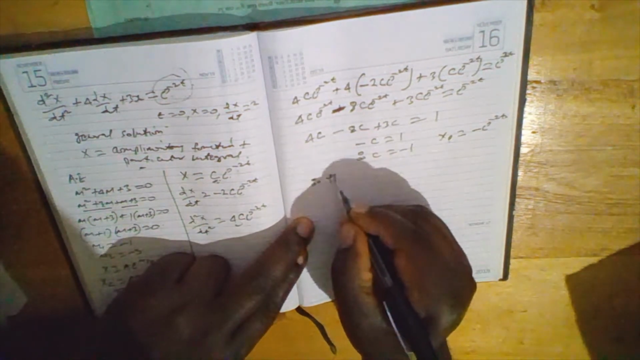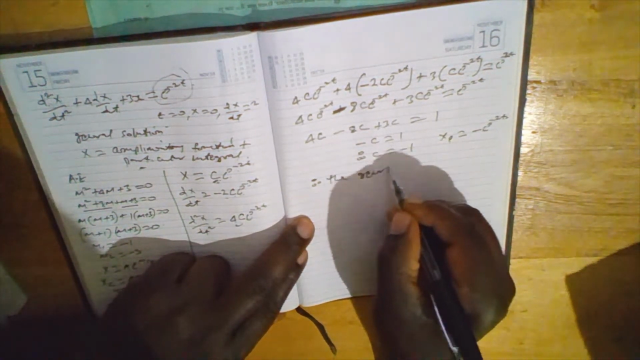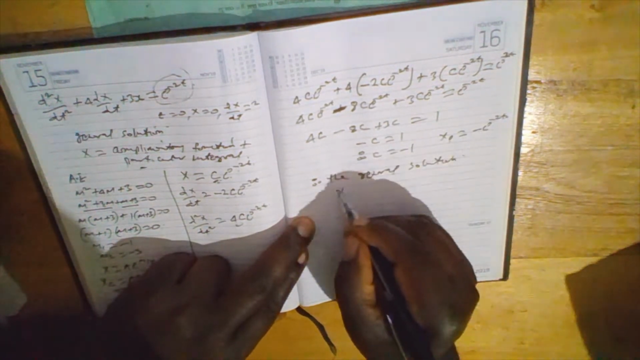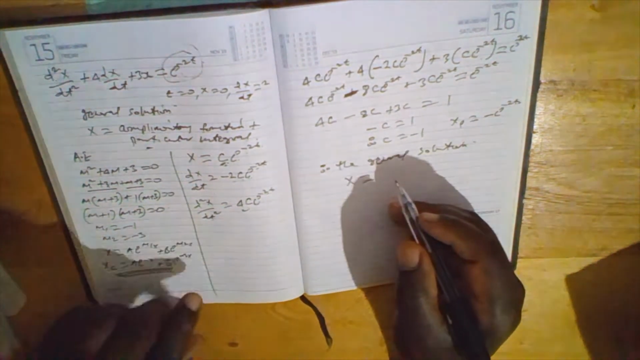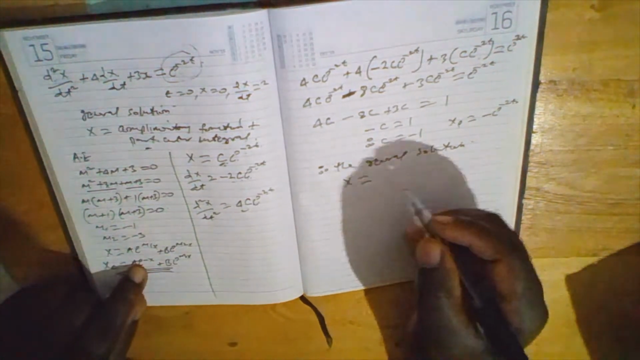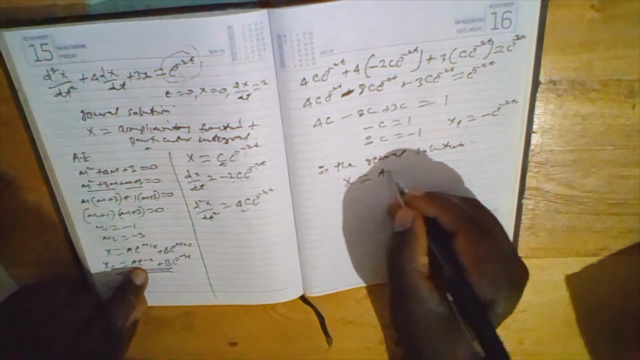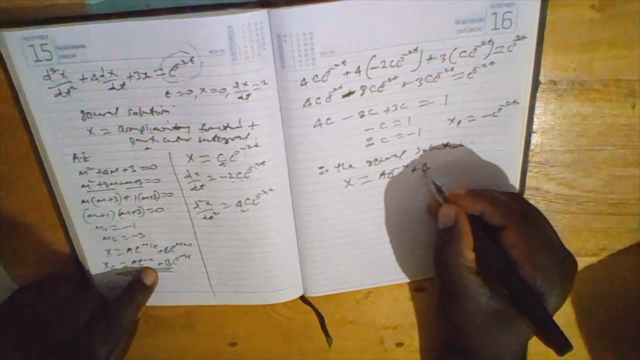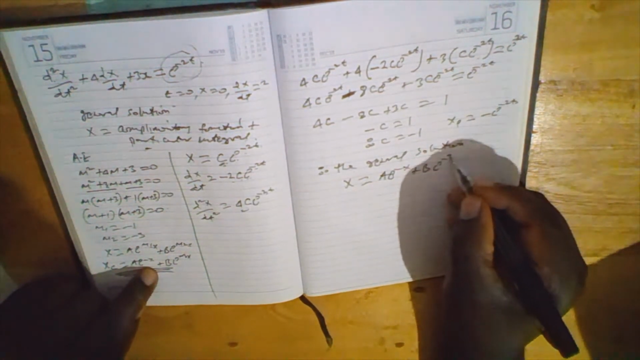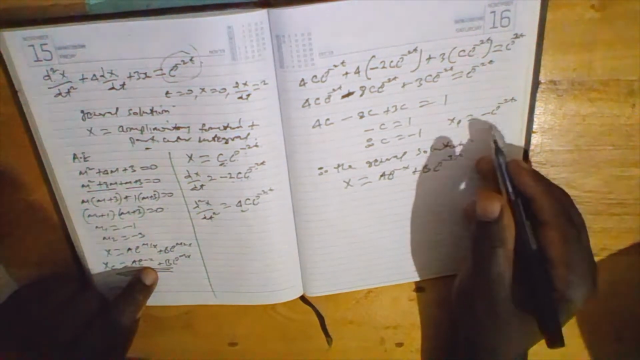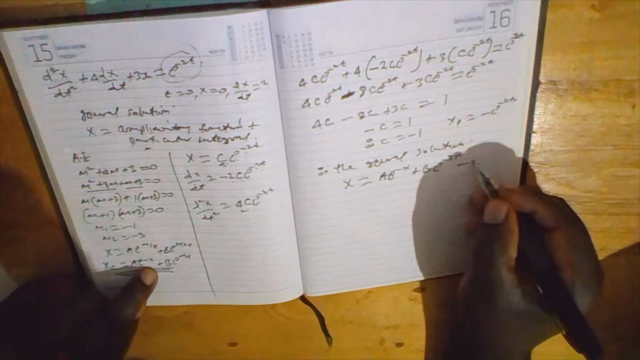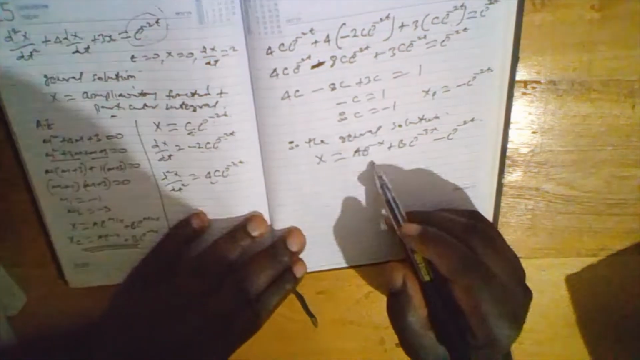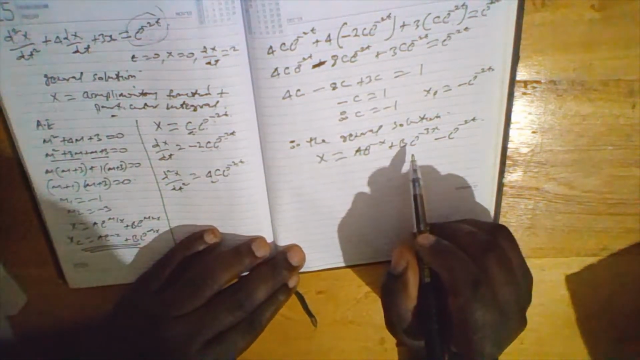Therefore, the general solution x will be equal to the complementary function, which was this one, a exponent minus t plus b exponent minus 3t, then plus, which is now minus, exponent minus 2t. So now this is the general solution.